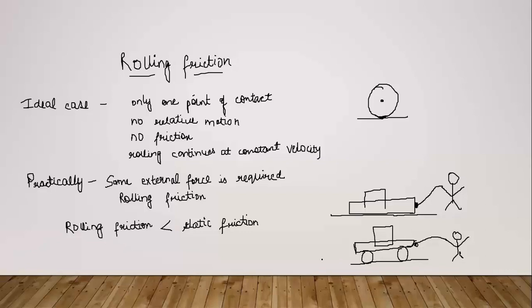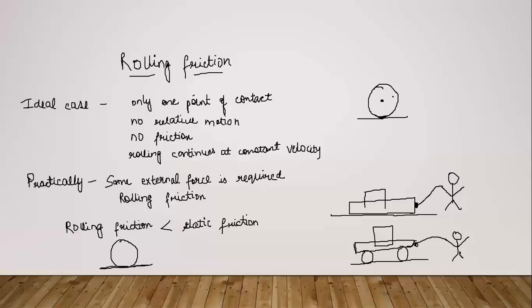Then actually what happens is, we discussed that there is one point of contact, but this is the ideal condition. Actually, this is not there. In the practical case, the surface which is in contact deforms. The area of the wheel which is in contact with the horizontal surface is not purely circular. Okay, so it deforms.